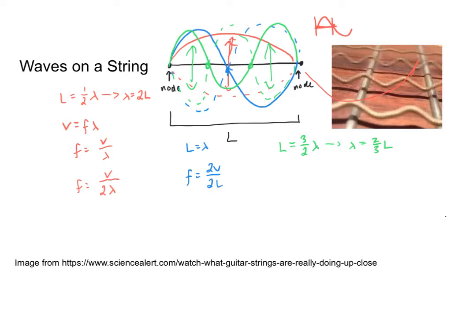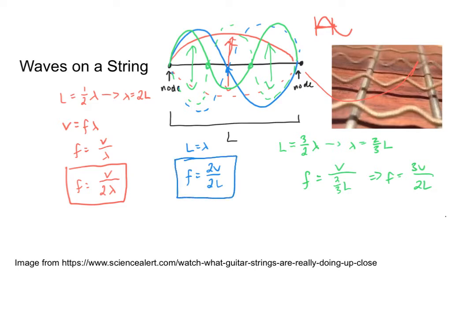And you can see that, of course, in my picture, where my wavelength takes up 2/3 of the length of my string. So putting that in my frequency equation, what I get is that my frequency is equal to V over 2/3 of L, or frequency is equal to 3V over 2L. So looking at my pattern, I have my fundamental frequency, which is 1V over 2L. I have my second frequency, which is 2V over 2L, and my third harmonic frequency, which is 3V over 2L.